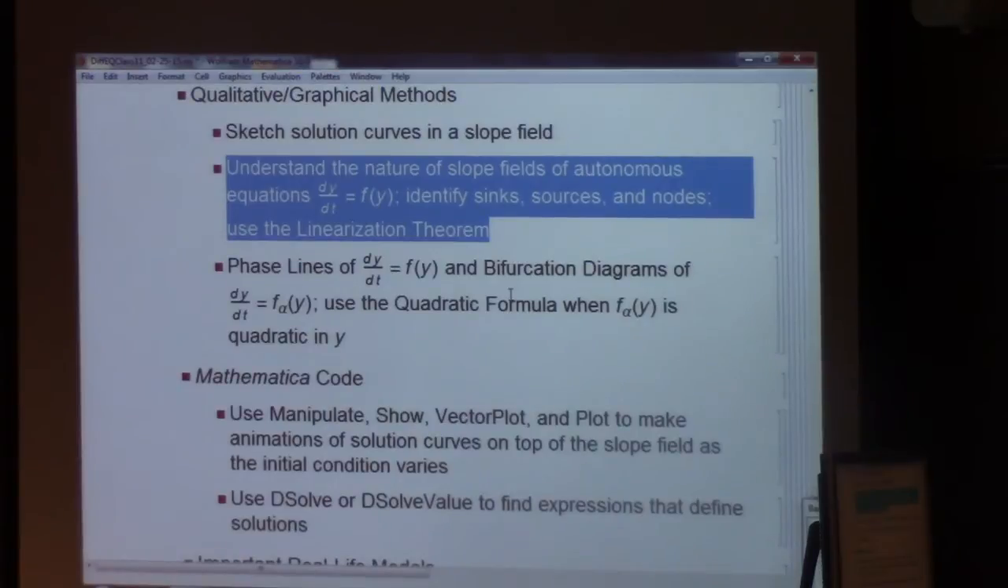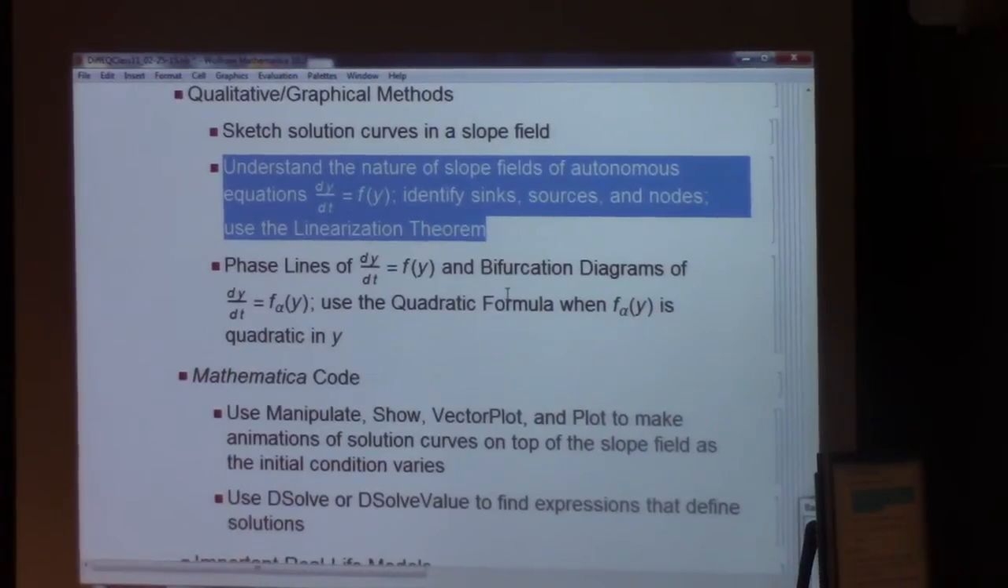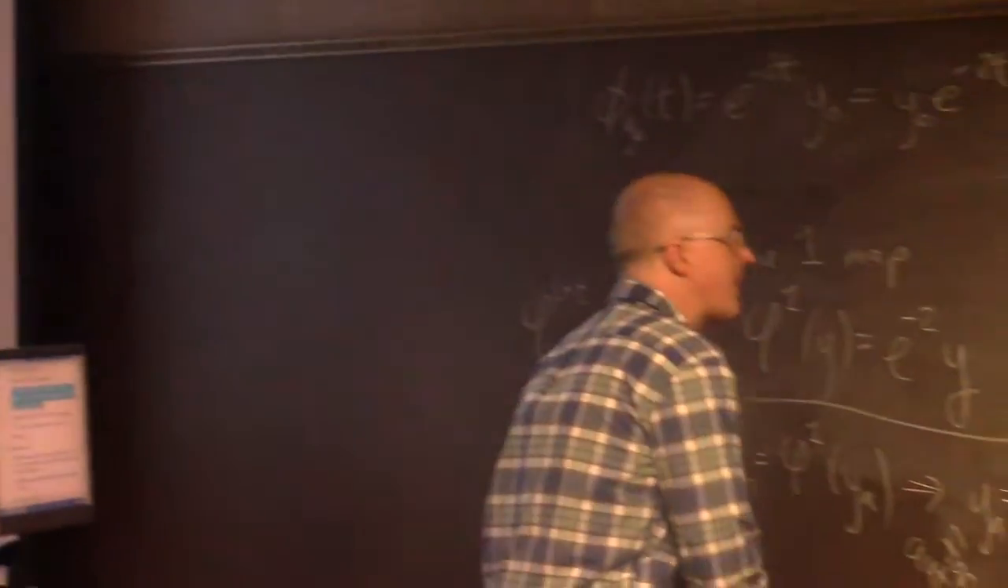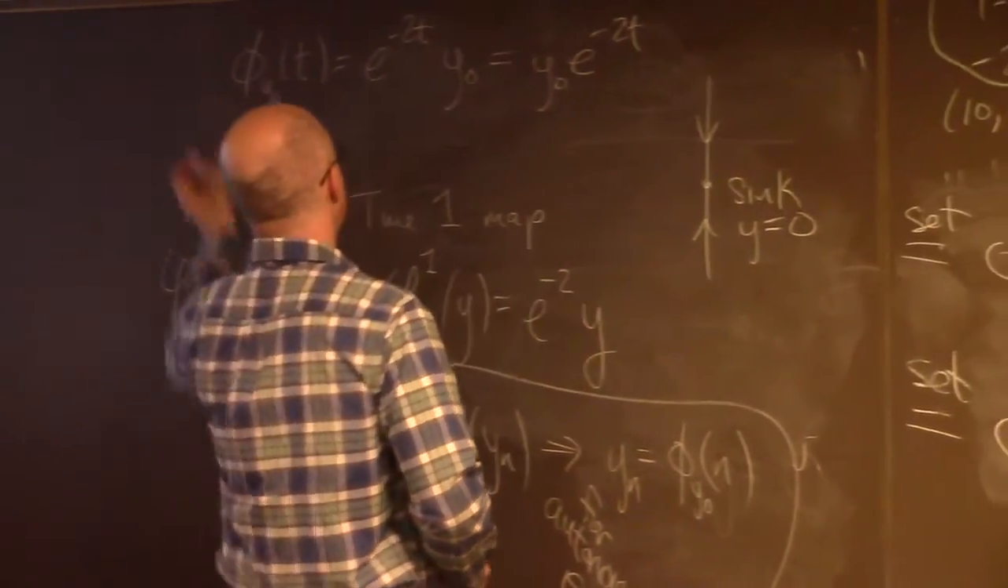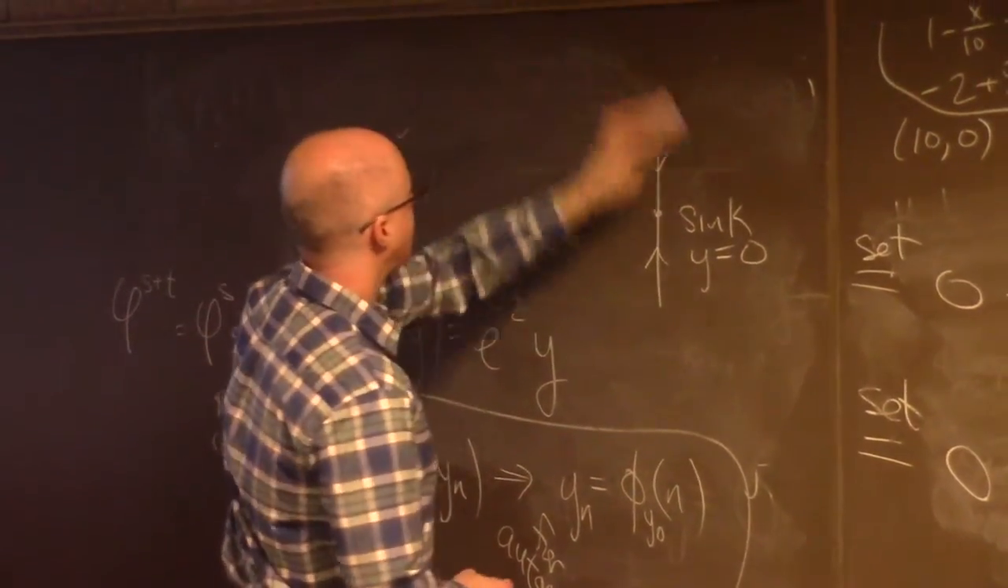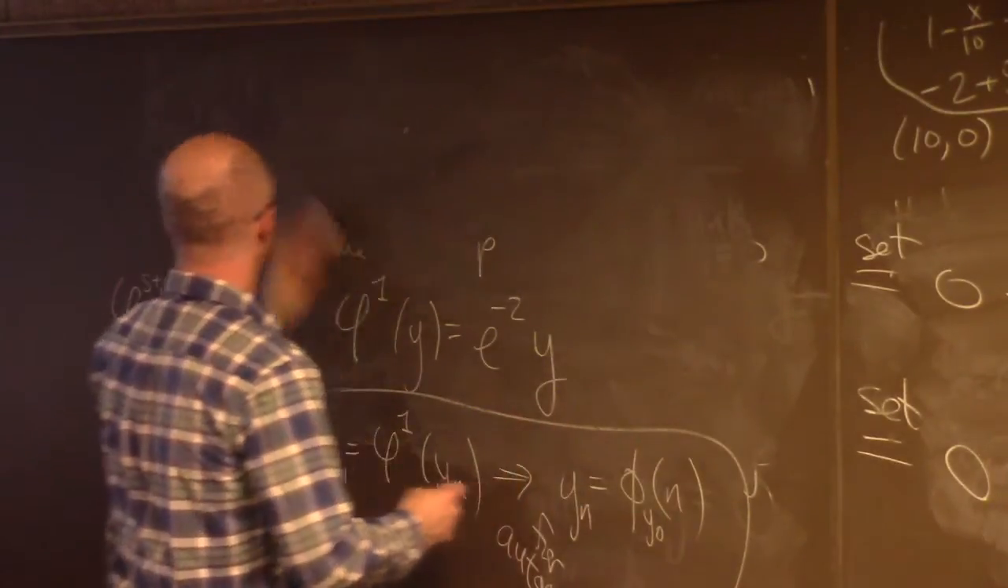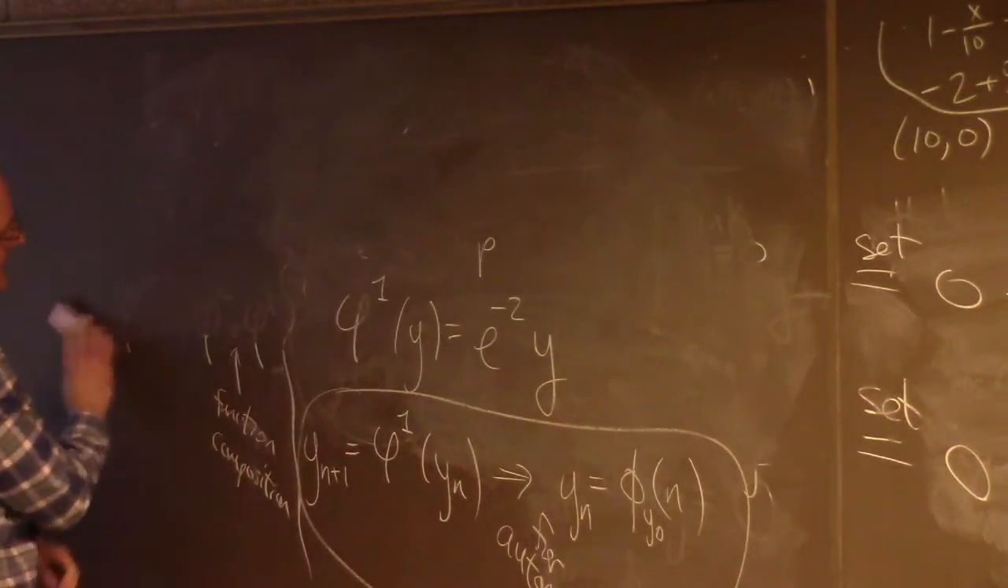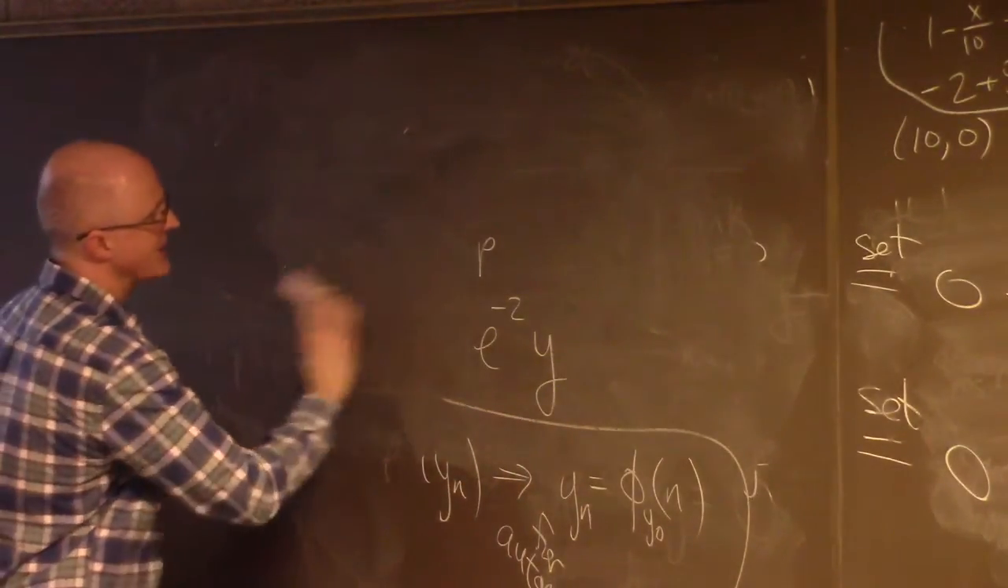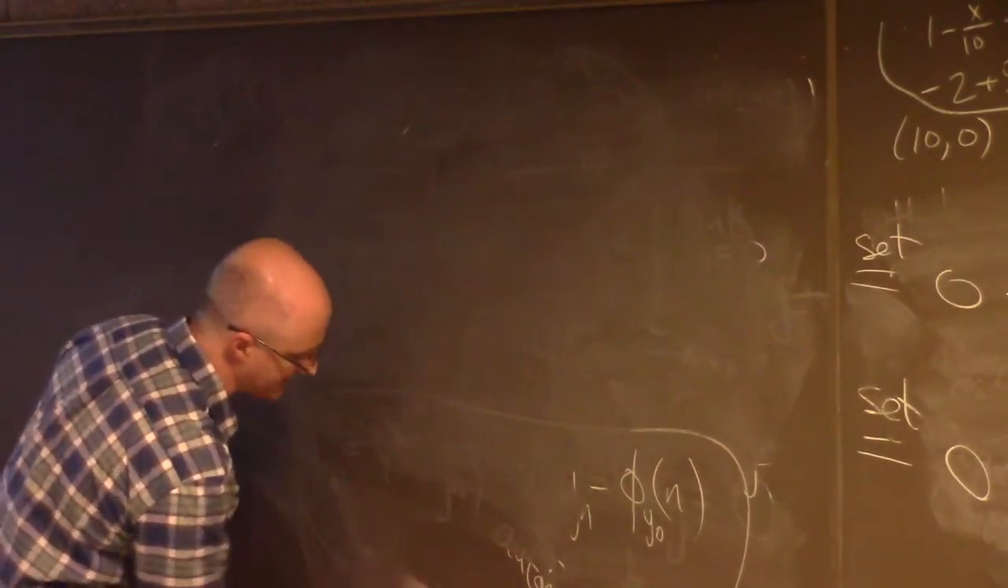Remember, when it's autonomous, you can focus on horizontal lines. The slope marks have constant slopes along horizontal lines. So you only need to think about where is f of y positive, negative, and 0. The graph of the right-hand side function helps you draw the slope field and the phase line. Actually, let's just do a purely visual example here.